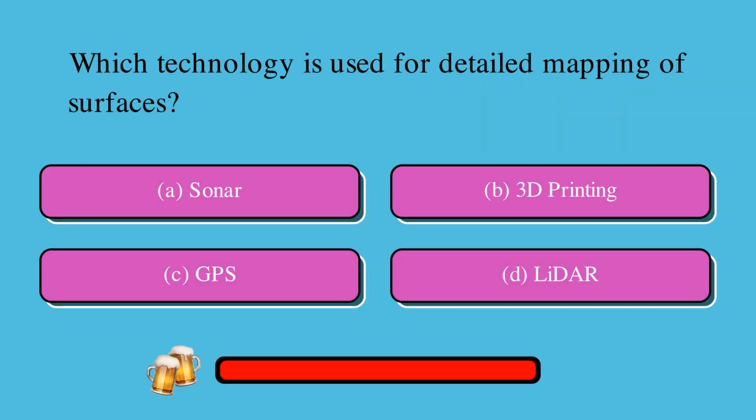Which technology is used for detailed mapping of surfaces? Is it A, sonar, B, 3D printing, C, GPS, or D, LiDAR? The correct answer is D, LiDAR.